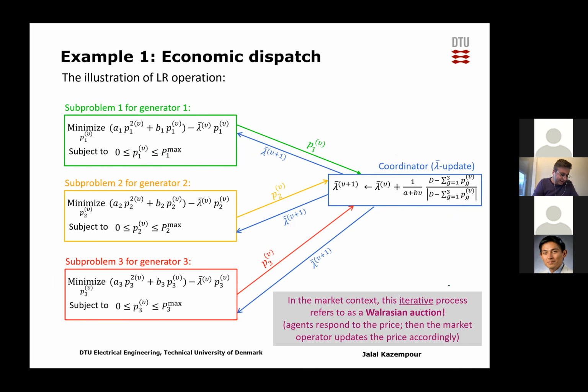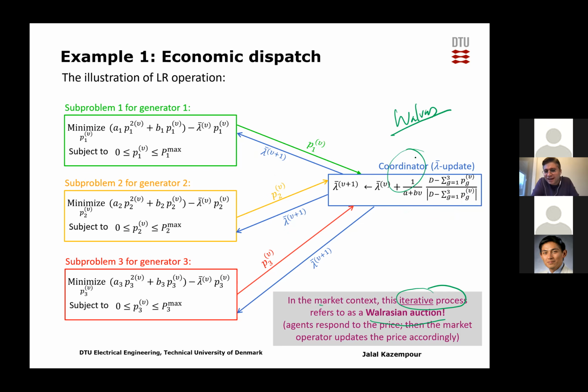So in the market context, this iterative approach, we refer to it as Walrasian auction. It comes from economist Walras. So Walrasian auction is an iterative way to clear a market. And the concept is simple.